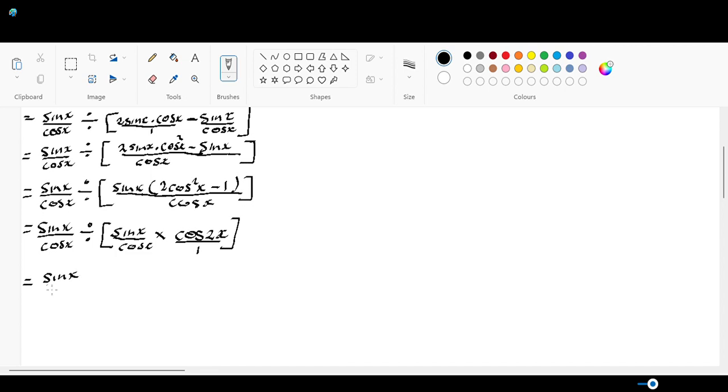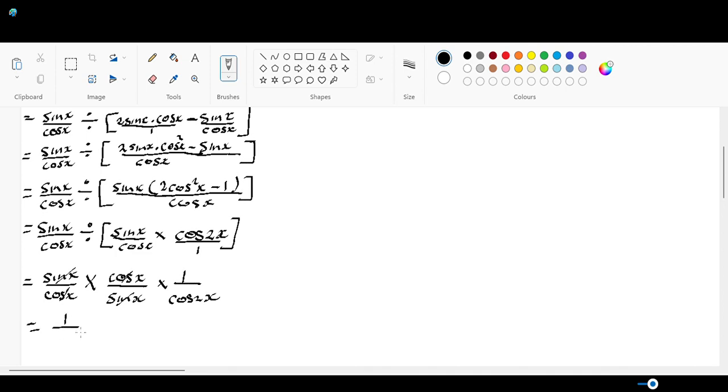Now we change the division to multiplication. All the denominators become the numerators. So we have cos x, and then divide by sine x, and then we multiply by 1 over cos 2x. Now look, sine and sine give you 1. Cos divided by cos gives you 1. So basically here we are left with 1 over cos 2x.